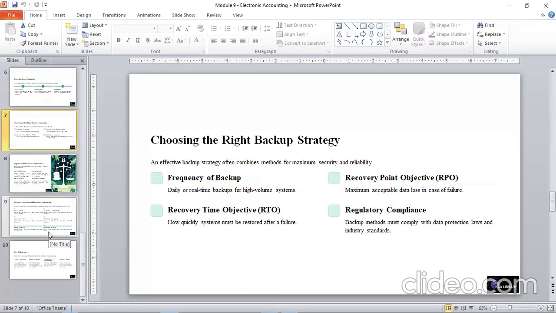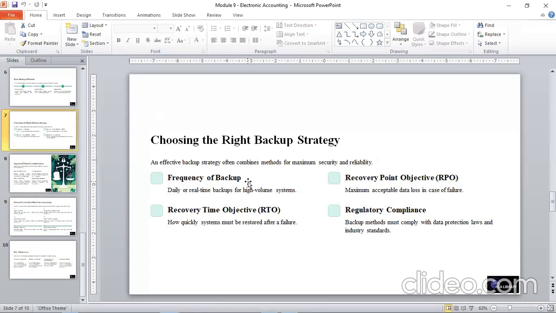How do you know which of these backup strategies you need to choose? So, choosing the right backup strategy. An effective backup strategy often combines methods for maximum security and reliability. The strategies include frequency of backup, and this talks about daily or real-time backup for high-volume systems. It's actually a very important strategy in choosing the right backup to use.